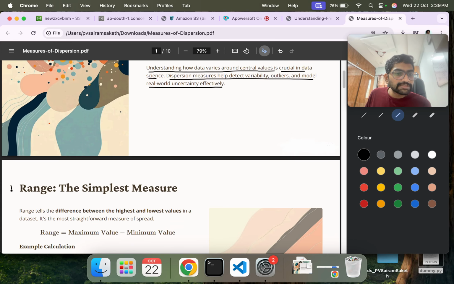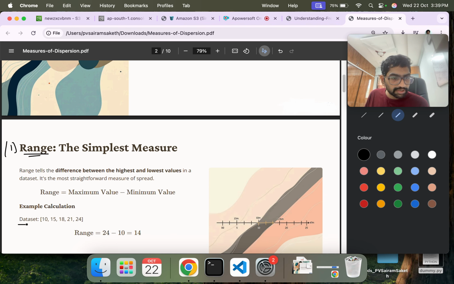Okay, the first dispersion measure is the range. So what is range? Let's say in your data set you have some values. Let's take this particular data set. In this data set, what is the maximum value? This 24 is the maximum value, correct? So I will highlight this as the maximum value. And what is the minimum value? This is the minimum value. The difference between the maximum value and the minimum value is nothing but the range. So to find the range, find the maximum value, the minimum value, and then take the difference. The difference between the highest and the lowest values in a dataset is called the range.